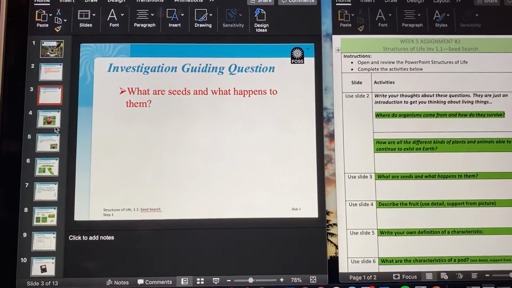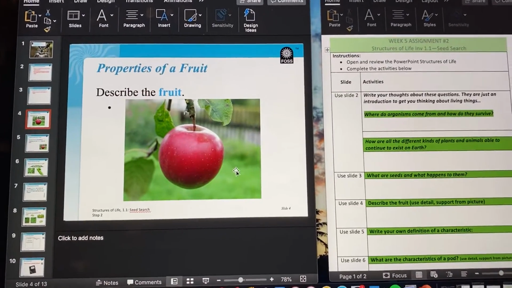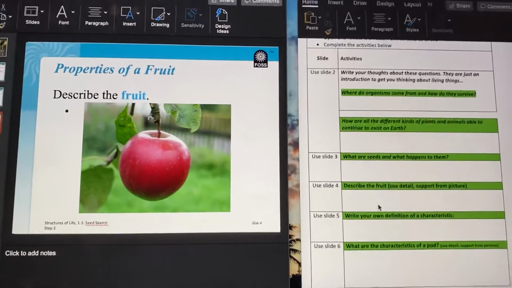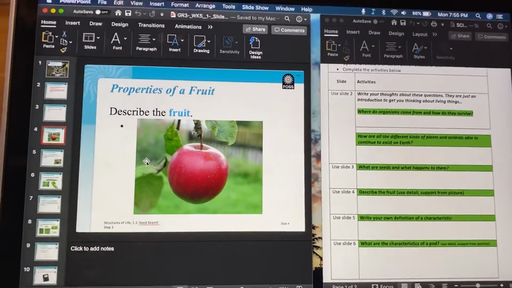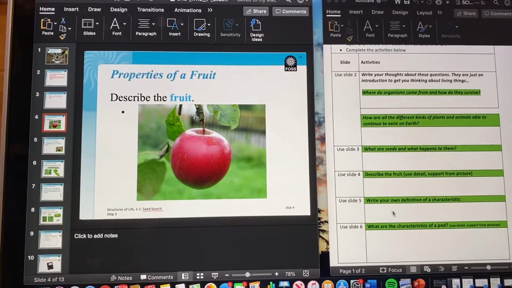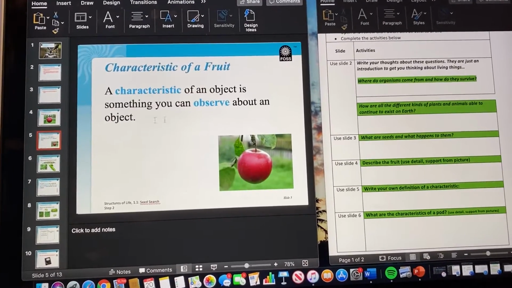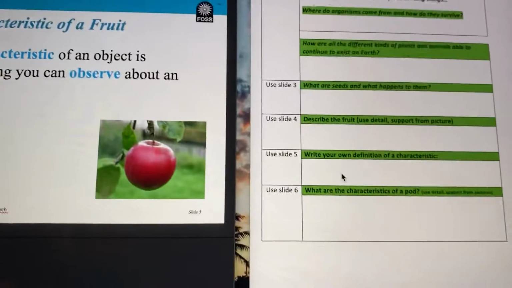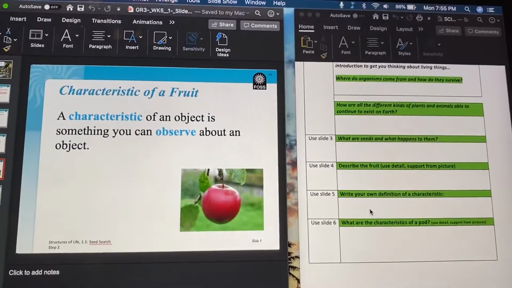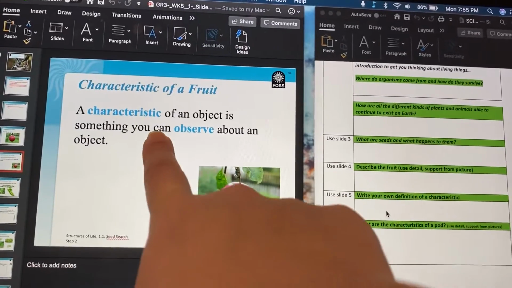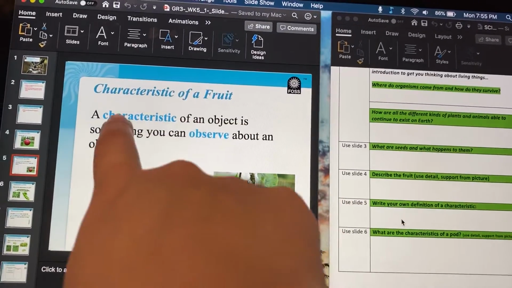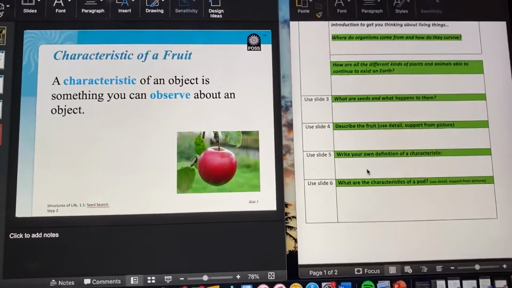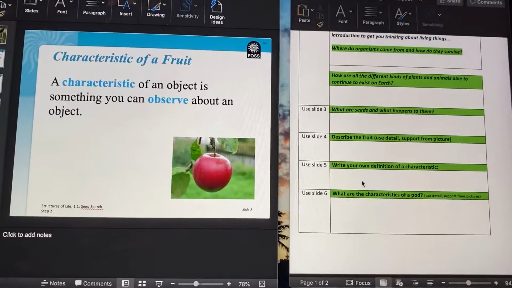Now we're going to go to slide 4. Describe the fruit. You guys did that yesterday. So if you want to use the notes that you wrote yesterday, you can do that. And then using slide 5, it's asking you to write your own definition of what a characteristic means. So this is the definition of characteristic, this whole thing. But in your own words, you guys tell me, what does the word characteristic mean? I want you guys to tell me your own words.